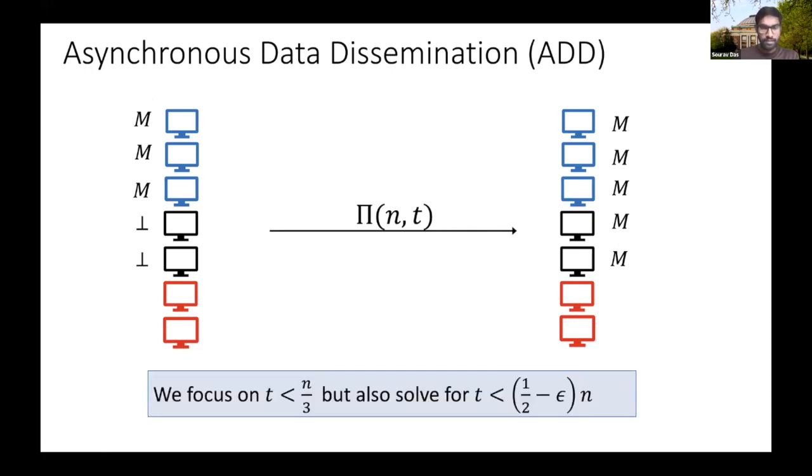We focus on t, the number of corruptions, being less than 1/3. We can solve this ADD problem for t less than half, but we don't have many applications for t less than half. Most of the applications are for t less than 1/3.